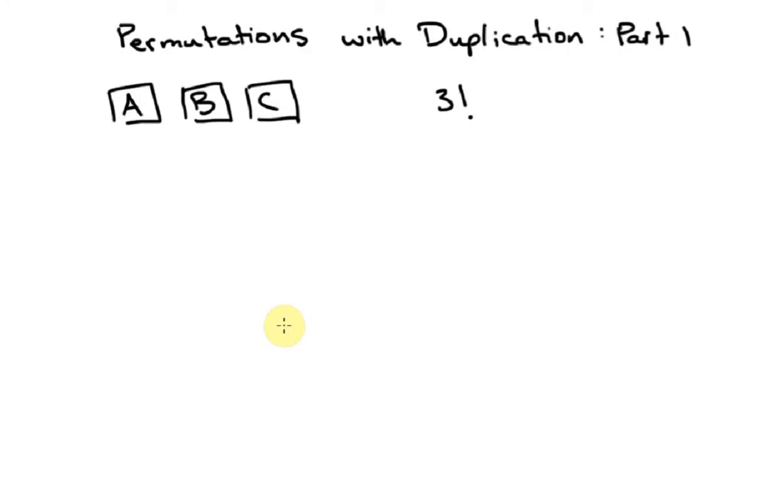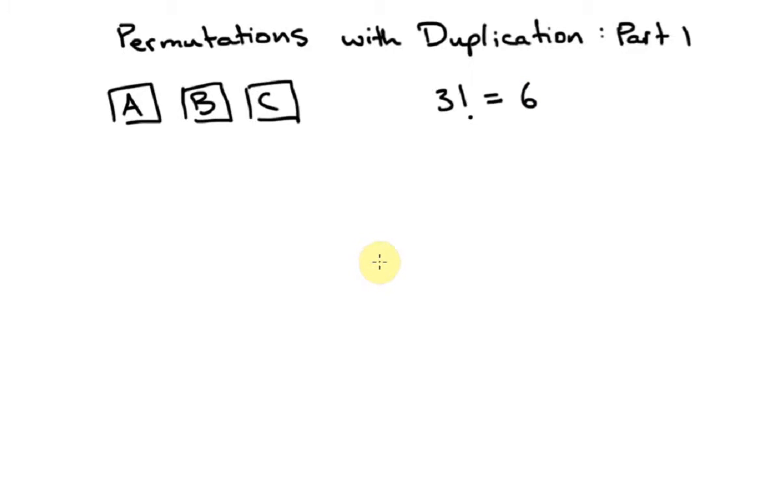All right, hello. Welcome to Permutations with Duplication, Part 1. To illustrate this, I've set up the same three cards again. We know when there's three different cards, A, B, C, and we're using all three, and we're setting up arrangements or permutations, there are 3 factorial or 6 ways to arrange them.